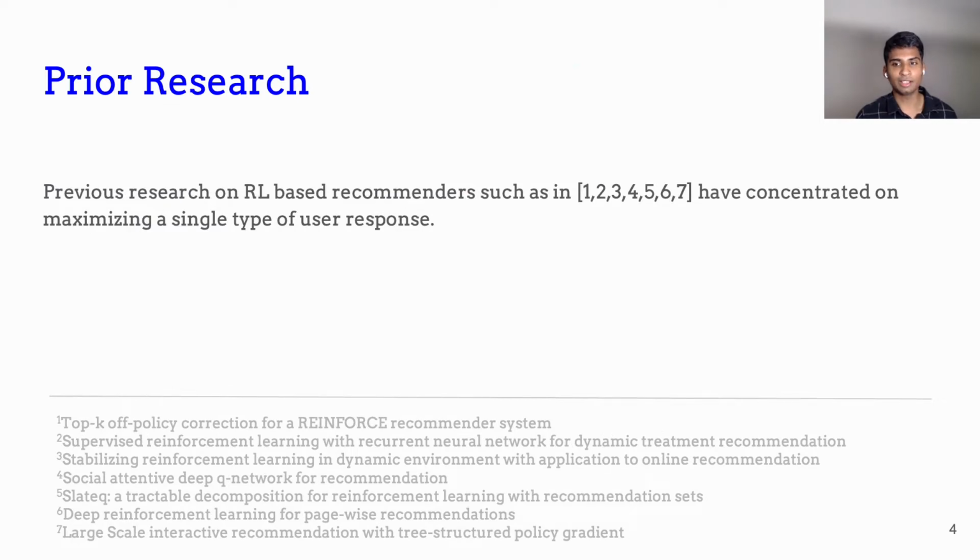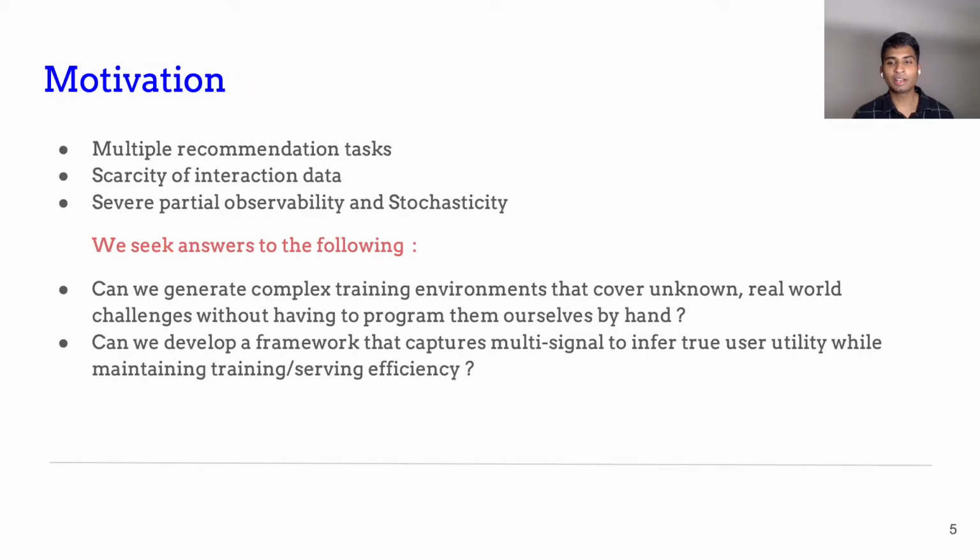Previous research on RL-based methods for recommendation systems has focused only on maximizing a single type of user response like impressions, click, and buy. But real-world recommender systems have many challenges. They have to deal with multiple recommendation tasks and maximize many types of user responses simultaneously. In order to simultaneously maximize many types of user responses, large amounts of interaction data and computation are required, which is expensive.